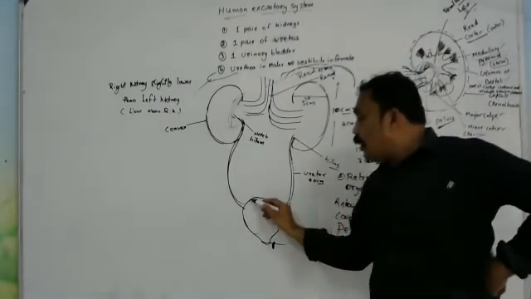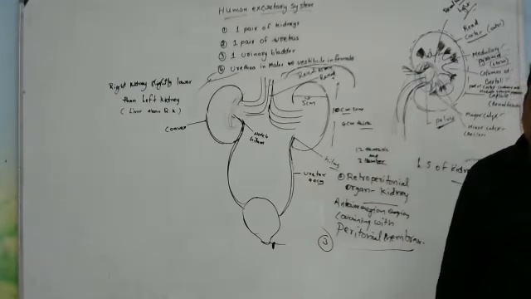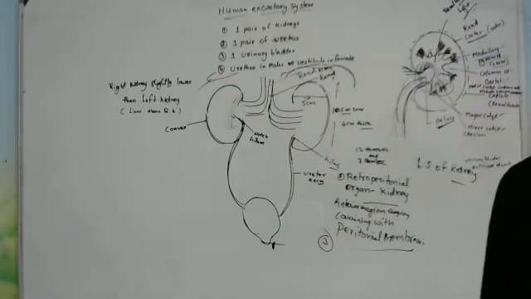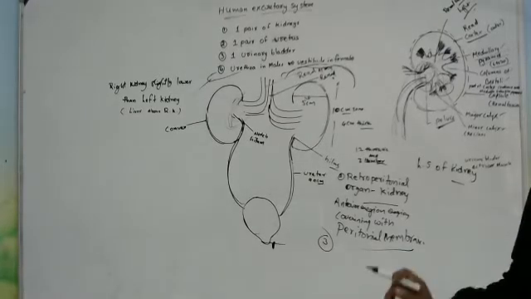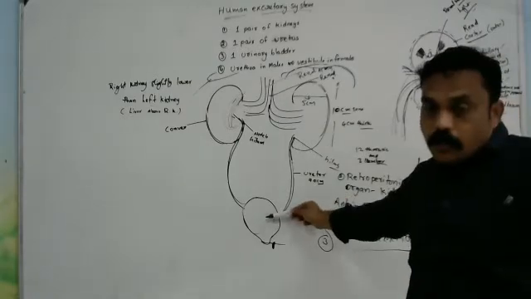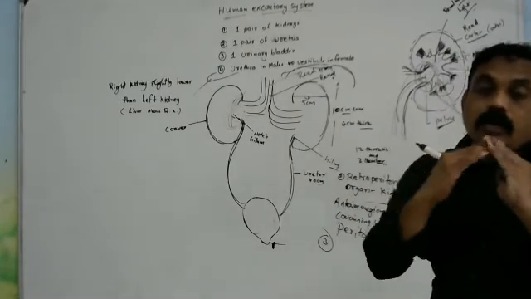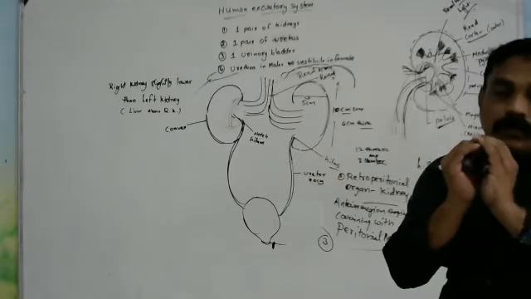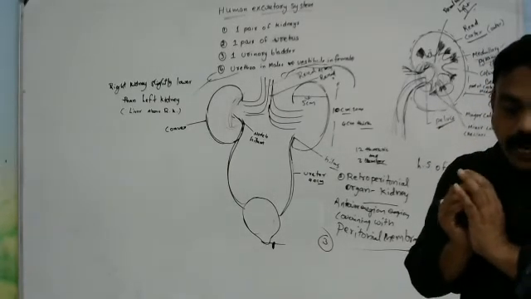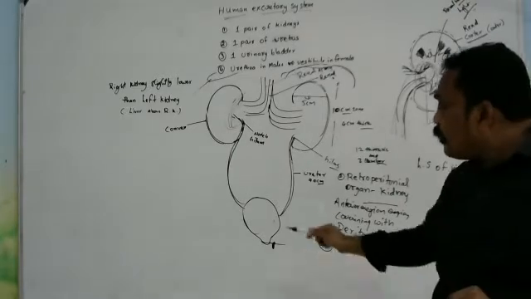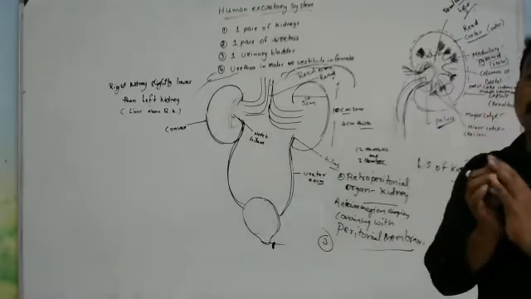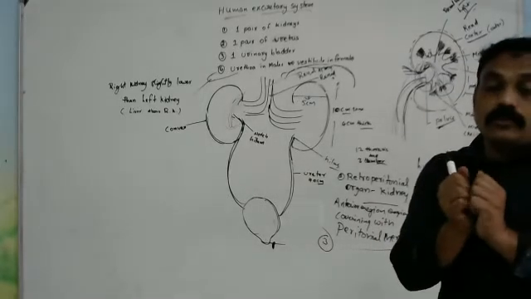This is the urinary bladder, a pear shaped structure. If you observe the urinary bladder, it is made up of muscles. Pear shaped means like the fruit pear: the upper side is larger and the lower side is narrower. It has a thick muscular wall. Why is it made up of this muscular wall? Because it constantly shows contraction and relaxation.